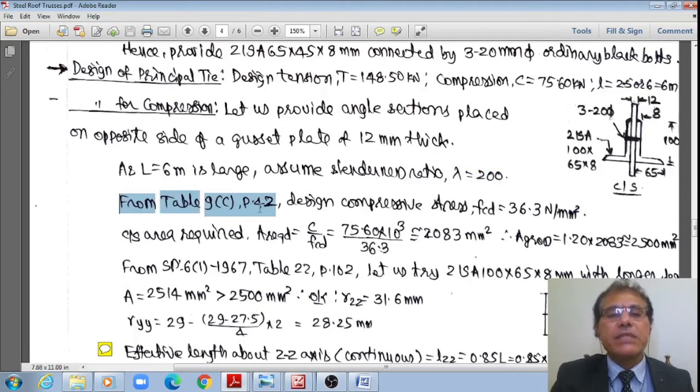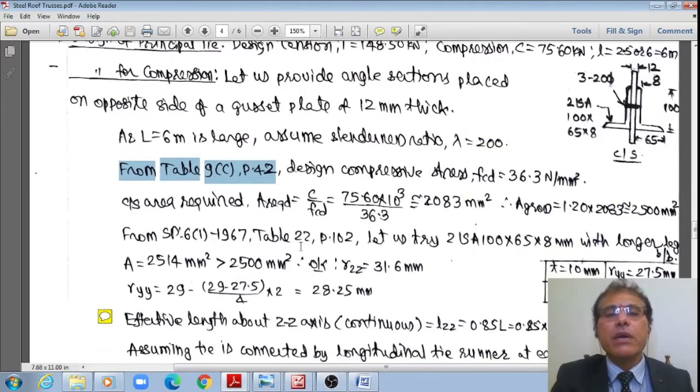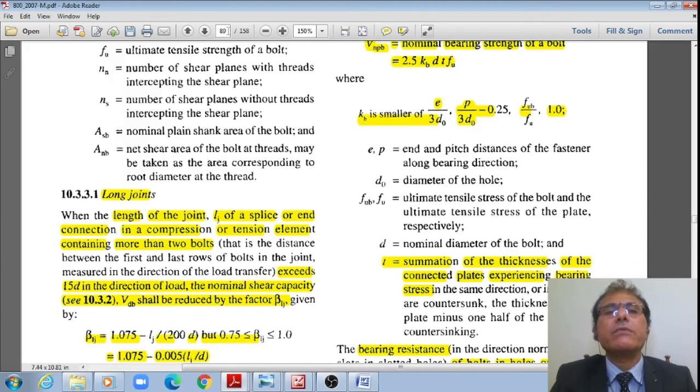Therefore, from the same Table 9C, which I have shown already in the previous case, now let me go to that page number 42. Let me revisit page number 42.